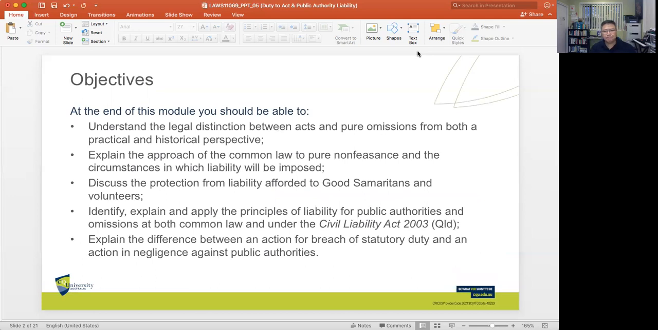So having said that, at the end of this module, you should be able to understand the legal distinction between acts and pure omissions from both a practical and historical perspective. Explain the approach of the common law to pure nonfeasance, or the failure to act, or the non-doing, and the circumstances in which liability will be imposed. Discuss the protection from liability afforded to Good Samaritans and volunteers.